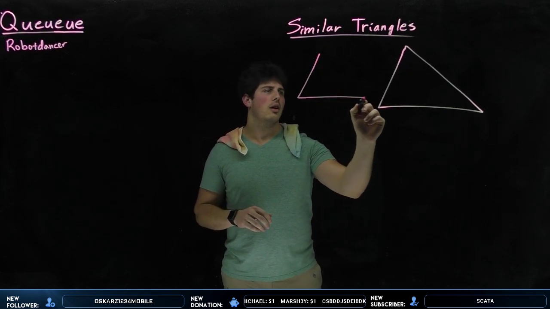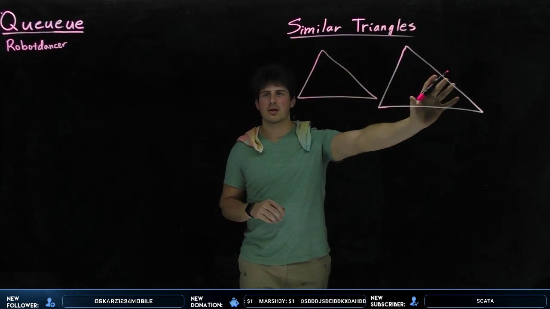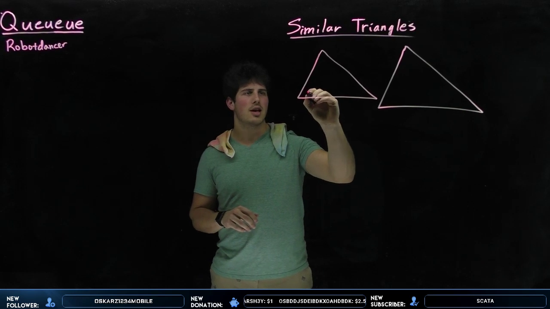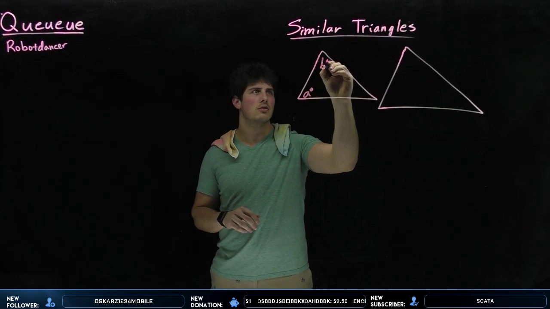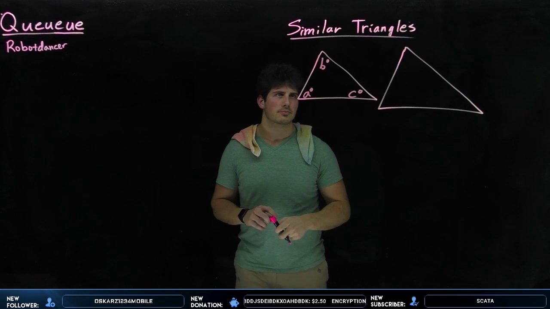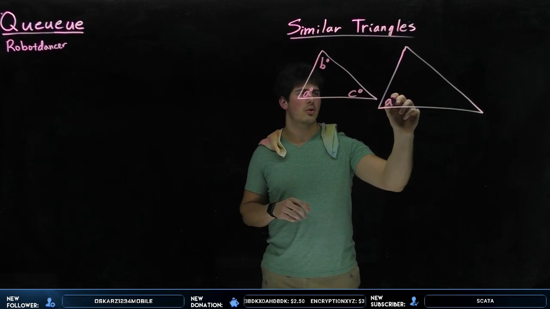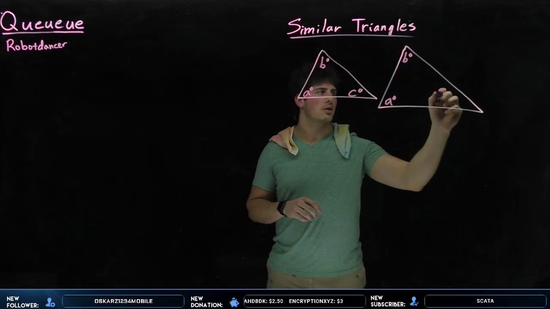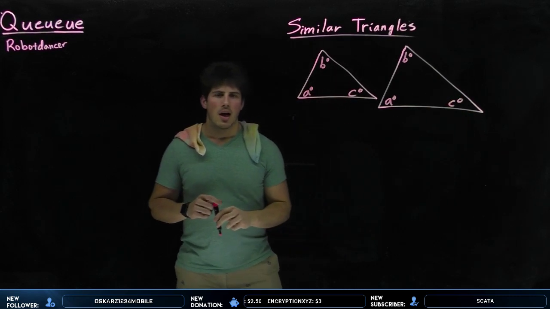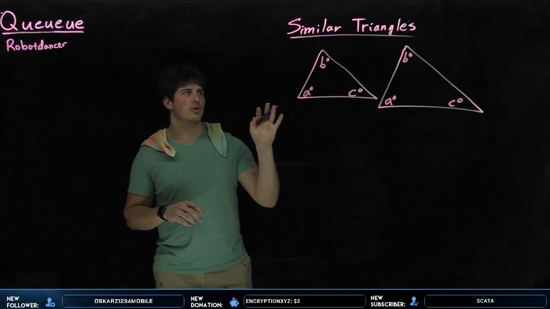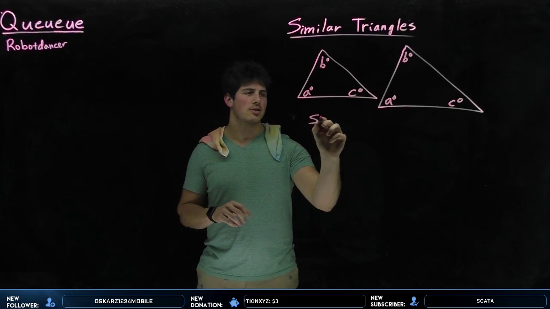Now, similar triangles. So we know one is obviously bigger than the other here, but let's say this is A degrees, B degrees, and C degrees. If I were to tell you that this is also A degrees, B degrees, and C degrees, I could then tell you that these are similar triangles. Okay, so side, side, side.